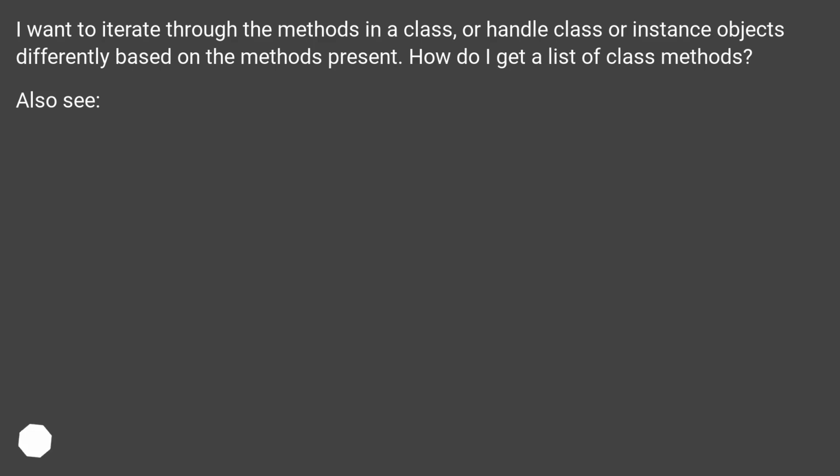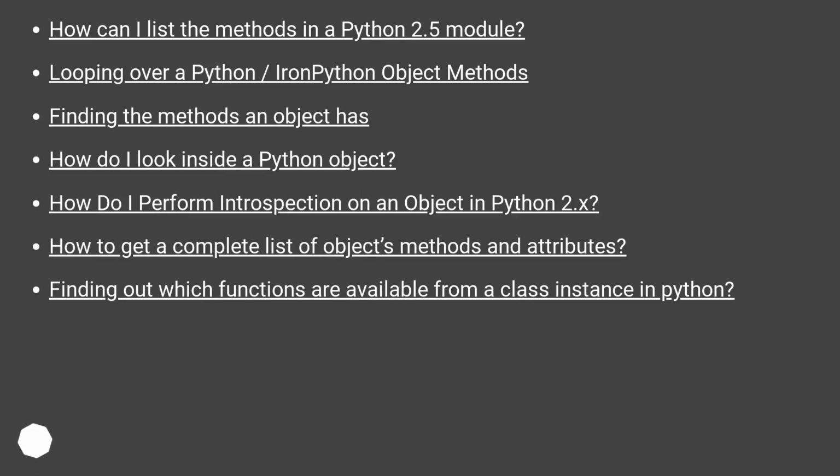Also see: How can I list the methods in a Python 2.5 module? Looping over a Python, IronPython object's methods, finding the methods an object has. How do I look inside a Python object? How do I perform introspection on an object in Python 2.x? How to get a complete list of objects, methods and attributes? Finding out which functions are available from a class instance in Python?